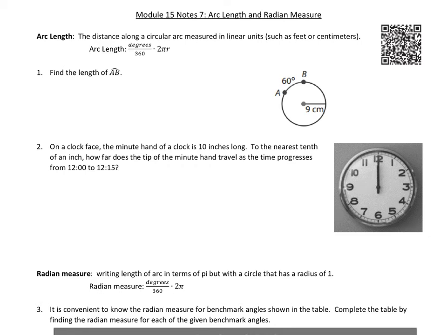We are going to talk about the arc length again, and then also how to change our degree for a certain portion of our circle into a radian measure. So first off, let's review from our arc length from before that we always need to take the degrees of our circle that it takes up divided by 360 degrees, and that's a portion of the circumference. So that's where this 2 pi r comes from, is the circumference of our circle.